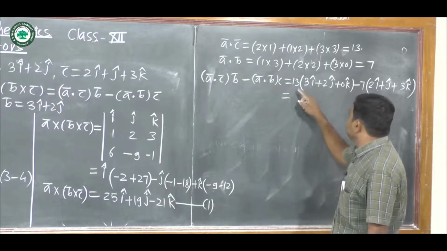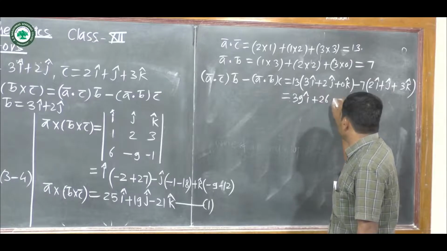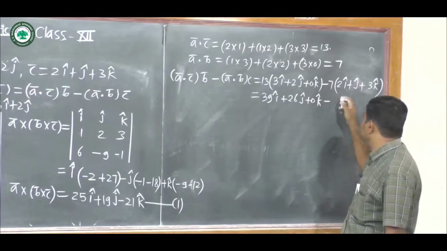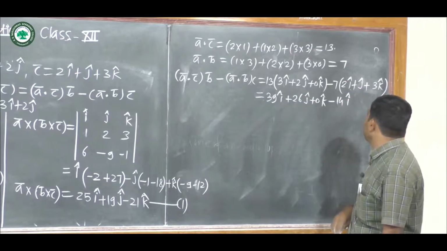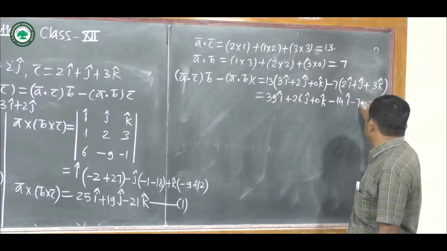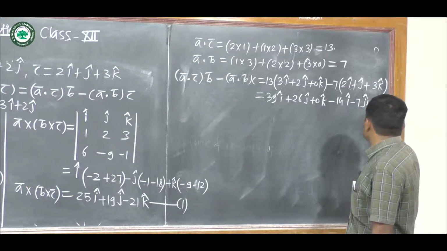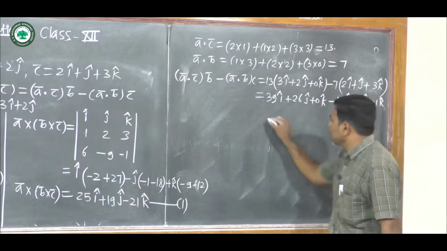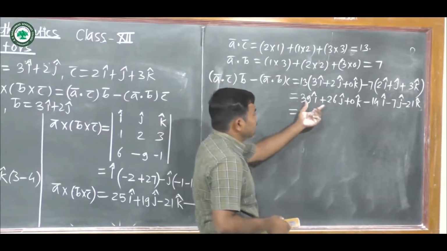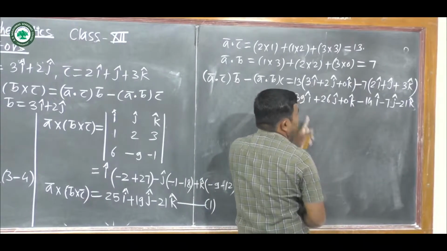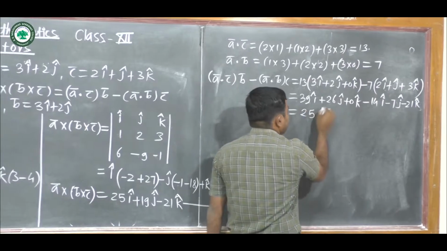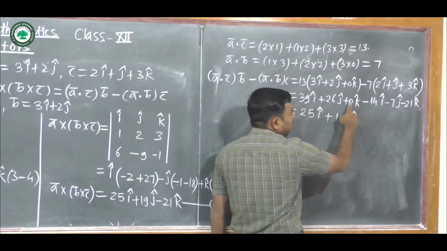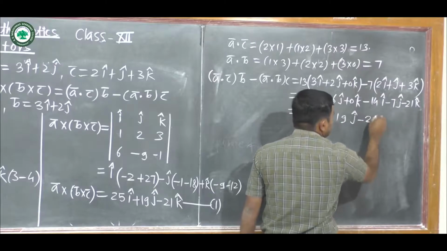Again it is equal to 13 into 3, 39 i cap, plus 26 j cap, plus 0 k cap, minus, multiply the vector in the bracket by 7, so it is minus 7 into 2, minus 14 i cap, minus 7 into 1, minus 7 j cap, minus 7 into 3, minus 21 k cap. Okay, again it is equal to. Now here take the subtraction. 39 i cap minus 14 i cap becomes 25 i cap. 26 j cap minus 7 j cap becomes plus 19 j cap. And 0 k cap minus 21 k cap, 0 minus 21, minus 21 into k cap.